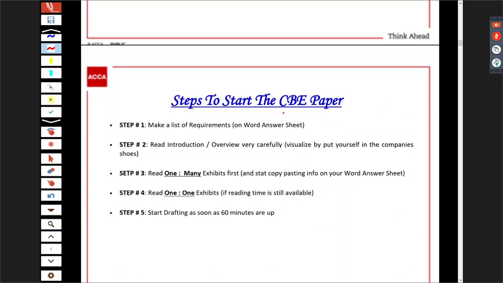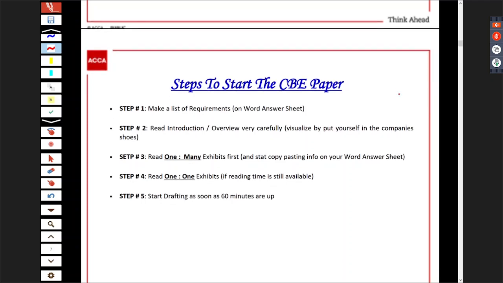Now, again, steps to start the CBE paper. When you get the CBE paper and your paper starts, a lot of students are confused about what activity to do. So I have made this small list of the right sequence of things. I think we have discussed this before, on day 2 or day 3 as well.